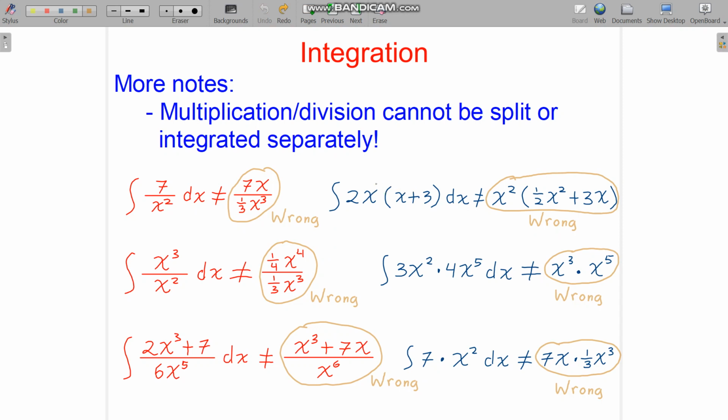Same thing in multiplication. We cannot just integrate 2x. The integral of 2x is x squared. The integral of x plus 3 is 1/2 x squared plus 3x. But this is wrong. We cannot integrate multiplications and divisions separately, only this factor and then the other factor. It doesn't work that way.